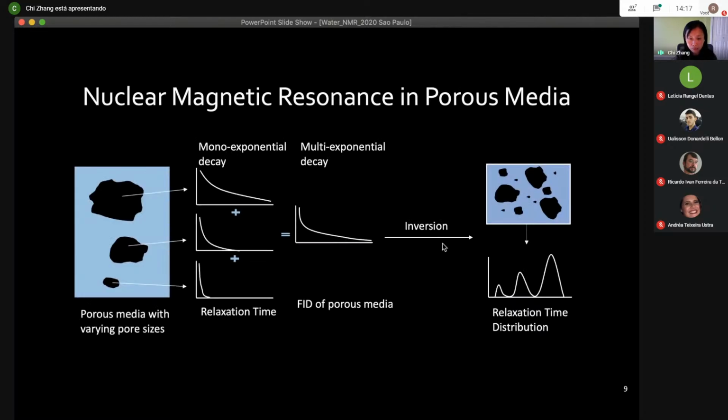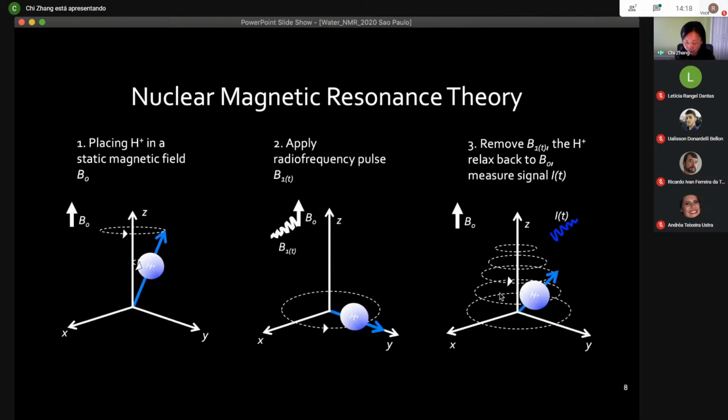This relaxation time can be used to characterize a porous medium with various different pores. For example, if you have large pores, this relaxation time can be long, and if you have small pores, the relaxation time can be small. Very often in a natural geological medium, you will see multiple pore sizes coexist in the system. That's why we have this multi-exponential decay. Using inversion methods, we can invert this multi-exponential decay curve to the relaxation time distribution, and we can correlate it with the pore size or the pore structure of the porous medium.